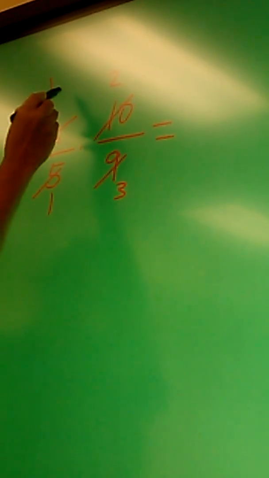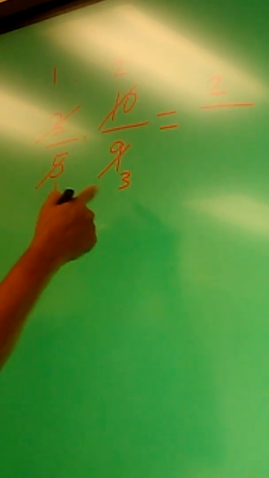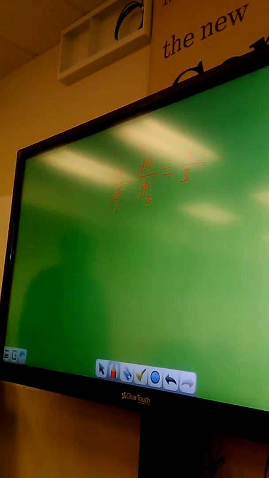10/9. How do we multiply this stuff across? Either we can multiply across and reduce it, or what do we do? Cross reduce it, right? 3 goes into 3 one time, into 9 three times. And 5 goes into 5 one time, into 10 two times. Then we get smaller numbers by cross reducing it. So we multiply top with top, 2, bottom with bottom, 3.